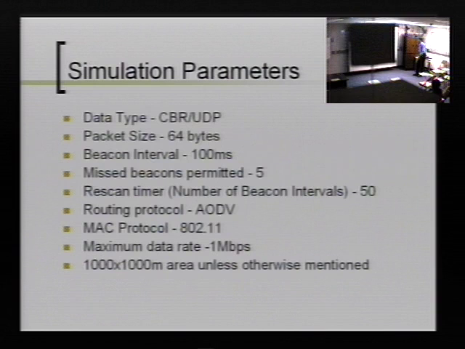Just to summarize again, for our simulations, we use a CBR kind of traffic where the packet size is 64 bytes, and the beacon interval is 100 milliseconds. We allow 5 missed beacons before we declare that the parent is lost, and then we go into rediscovery. And every 5 seconds, the node goes into rediscovery.